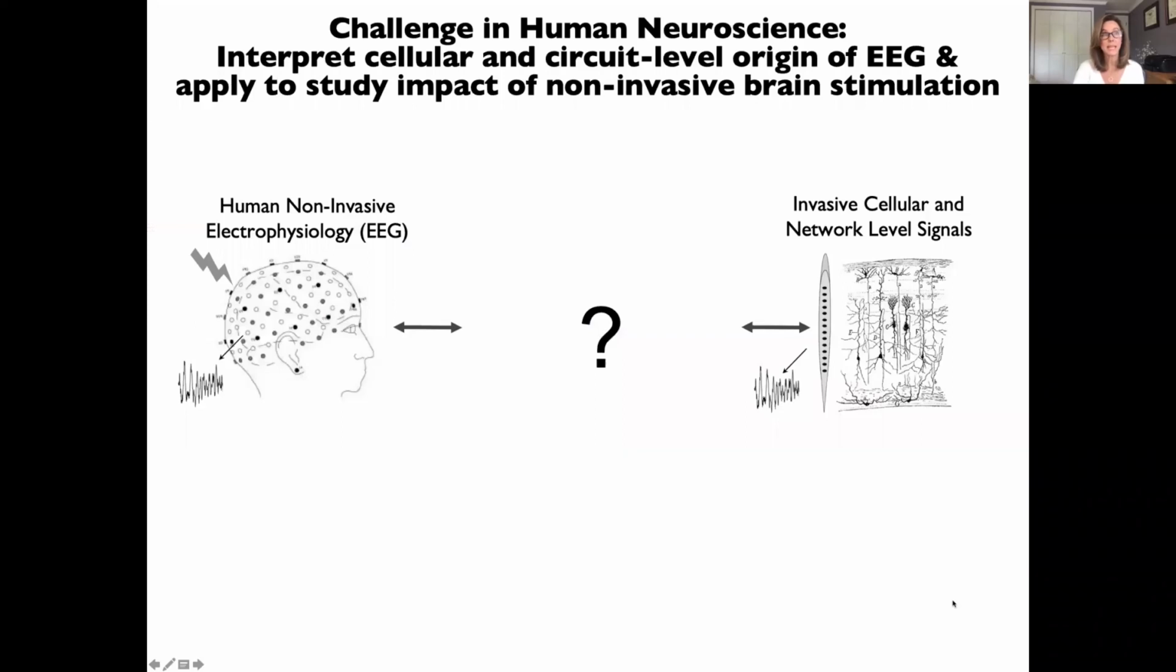So I'd like to begin by describing the challenge in human neuroscience that we aim to address. We all know that EEG is a very powerful technology because it gives us a direct readout of human information processing with millisecond resolution. But a downside is that what we're recording is the so-called macro scale activity that's generated by large ensembles of neurons. And it's still difficult to infer what's going on at the underlying cellular and circuit level.